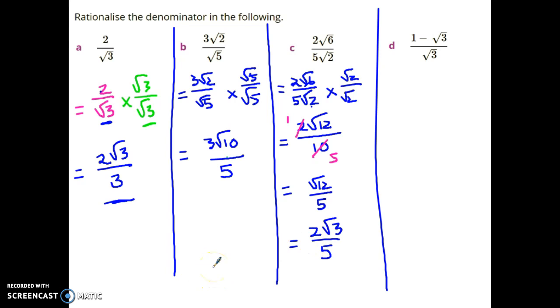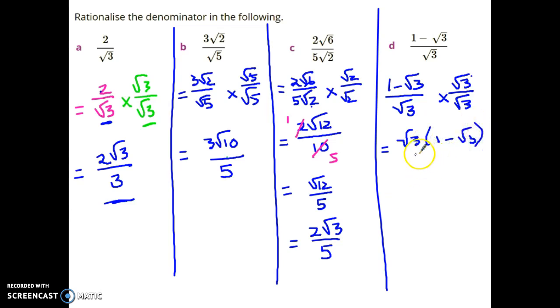Let's have a look at this last one. 1 minus root 3 over root 3. Rationalise the denominator by multiplying by 1. And in this case, I'm going to make my 1 in the form of root 3 over root 3. So I have root 3 has to get multiplied by all of this. So I'm just going to write it out longhand so that I don't make any mistakes. Root 3 by root 3 is 3.